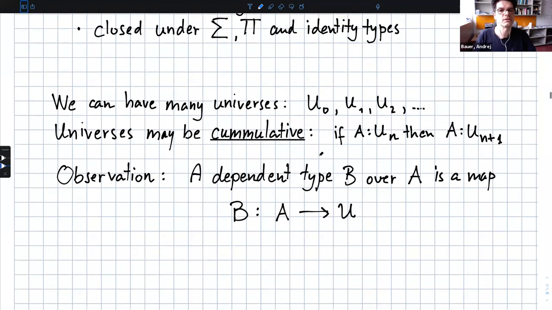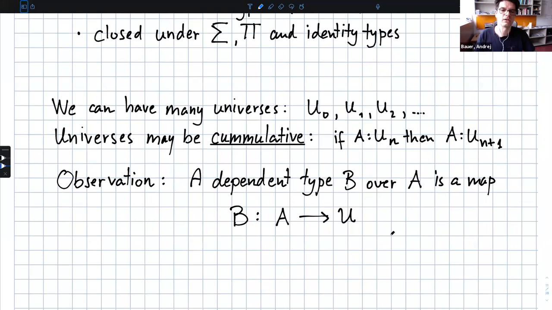The main observation so far is, what is a dependent type? Well, a dependent type is more or less just a function from a type to the universe, because for every element x, it gives us something in U, which is a type. So I will often now, instead of saying that B is a dependent type over A and so on, just write a function like this. I'll say, suppose we have a dependent type B, A arrow U.